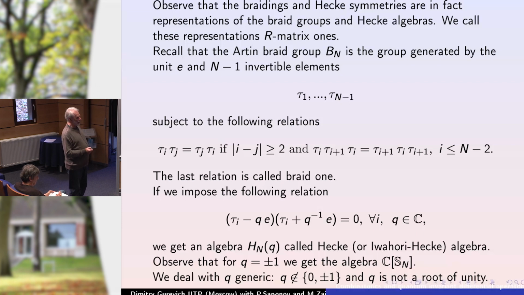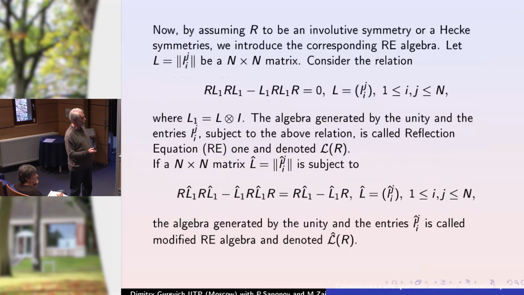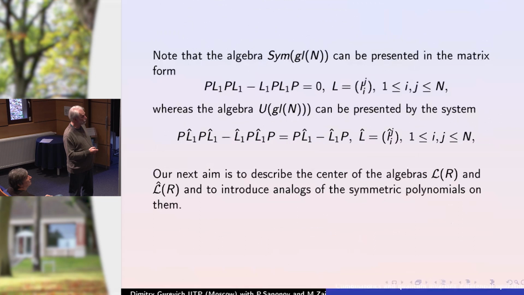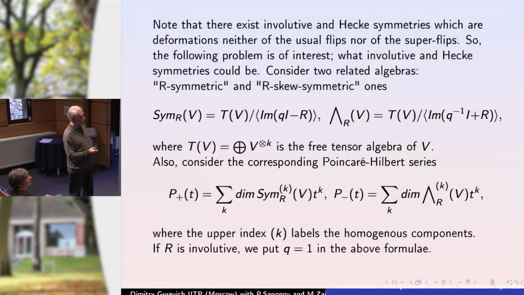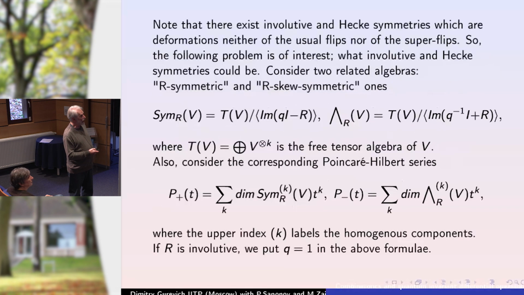And if we impose one more condition, we call this condition the Hecke condition, we have Hecke or Iwahori-Hecke algebras. And as I said, Q is assumed to be generic. Okay, I present here the most known examples. The most known examples come from the quantum group of Drinfeld, and another example is the deformation of supertransposition. If you put here Q equal to 1, you have here the matrix of the usual flip, and here the matrix of the superflip.